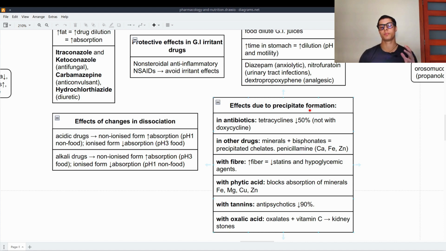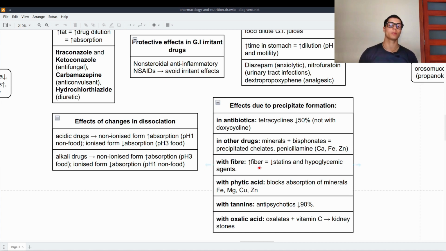Effects due to precipitate formation. In antibiotics, the tetracycline, again, will lower the absorption by 50% because there is a precipitate formation. But this doesn't happen with doxycycline in milk, because it will not interact with the calcium of the milk. In other drugs, we have minerals and bisphosphonates. This will equal precipitated chelates, for example, penicillamine with calcium, iron and zinc.